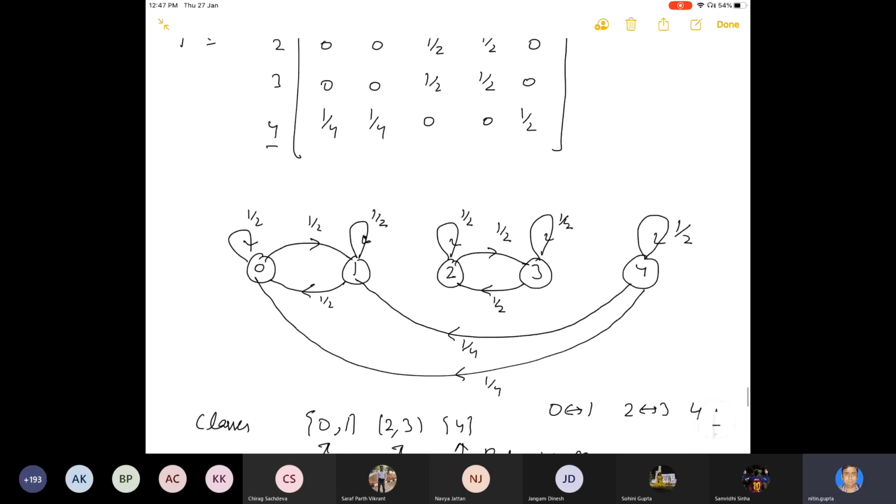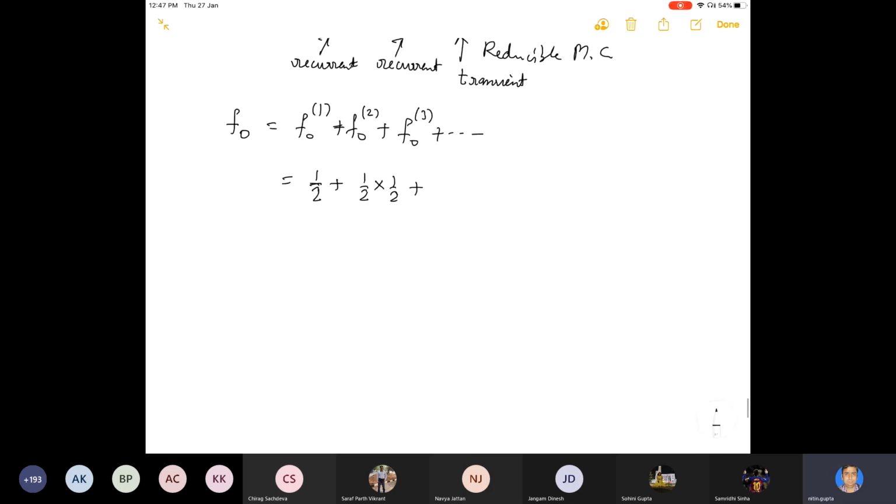Plus f03. In 3 steps, you have to come back. In between, you cannot visit. So 0 to 1, then stay in 1, then come back. No other possibilities there where you don't visit 0 in between. So half into half into half. That is the only possibility in this case. Therefore this is half plus 1 by 4 plus 1 by 8 and so on. So this is 1 into 1 divided by 1 minus half, that is 1. So f0 is 1.